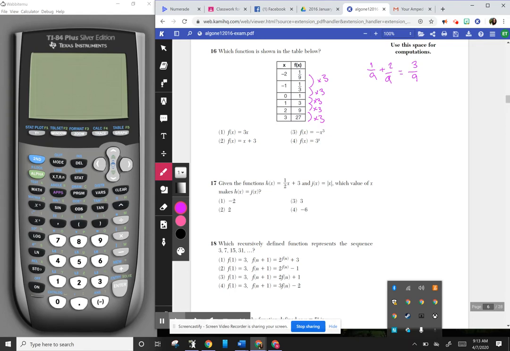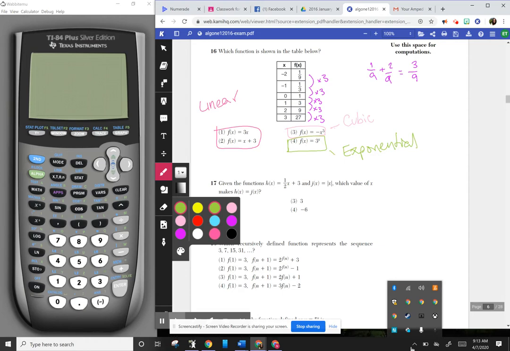And our options here are 3x, x plus 3, negative x cubed, and 3 to the x. So we have 3 different types of functions here. These are linear. Three is cubic. We know that because of the 3. And 4 is exponential.